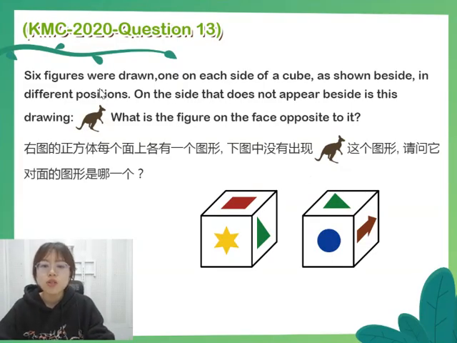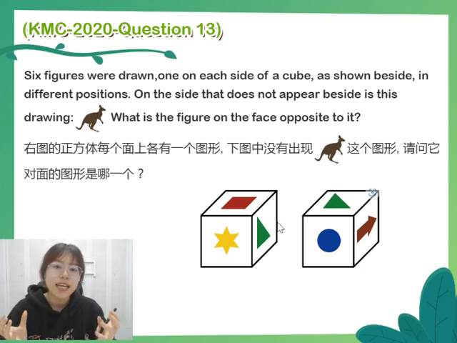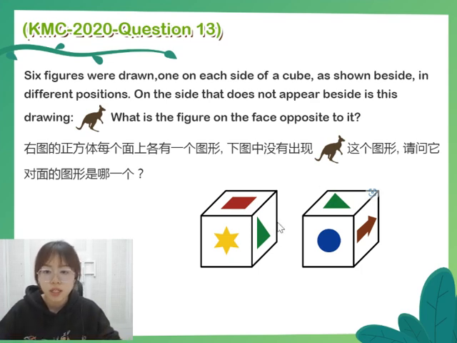Okay, six figures were drawn, one on each side of a cube, as shown beside in different positions. So here, these two dice are actually the same one, but in different positions. The side that doesn't appear beside is this drawing. So only the kangaroo doesn't appear on this dice. So what's the figure on the face opposite to it? Okay, let's observe. We need to find the opposite face of the kangaroo. So where is the position of the kangaroo?